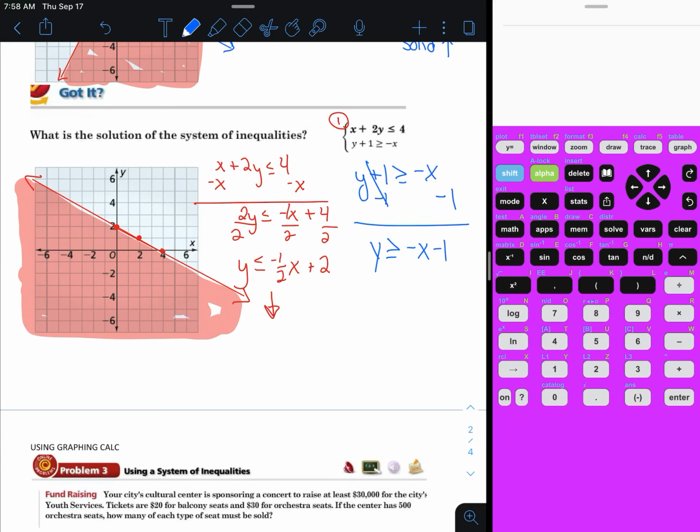Go to negative 1, make a dot. Now, there is a negative 1 over 1 in front of that x. So down 1, right 1, down 1, right 1. And this is, again, another solid line. So I'm going to use that line tool on Notability. There we go.